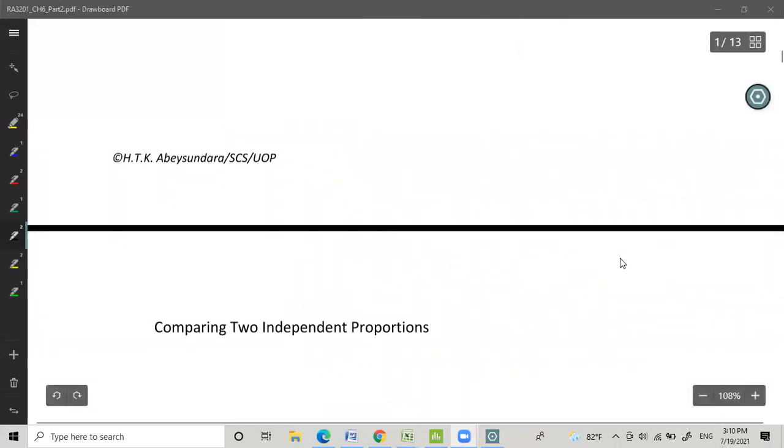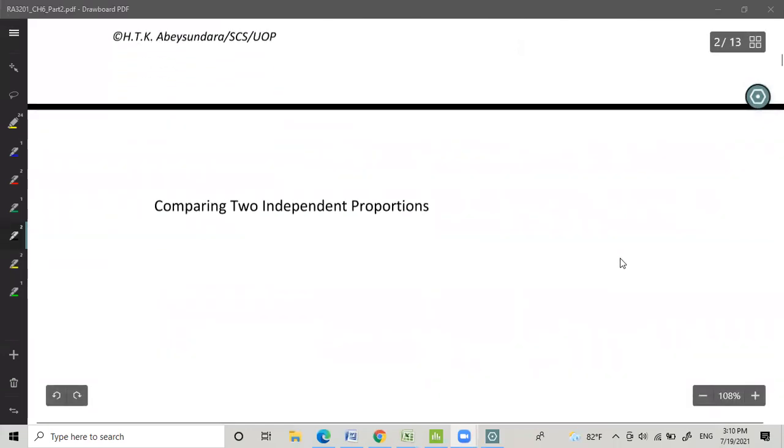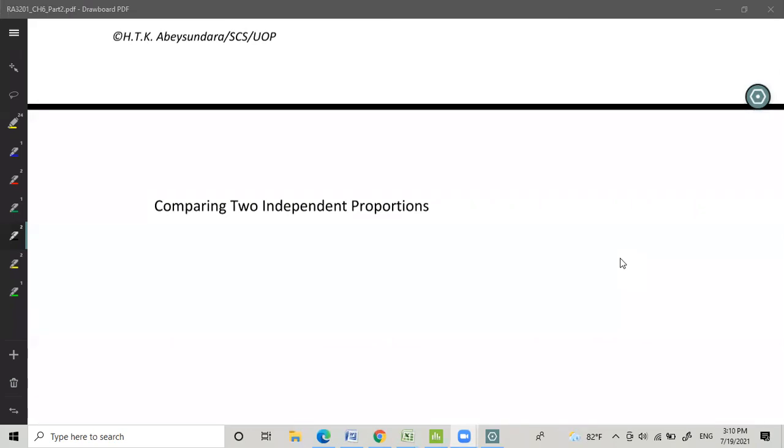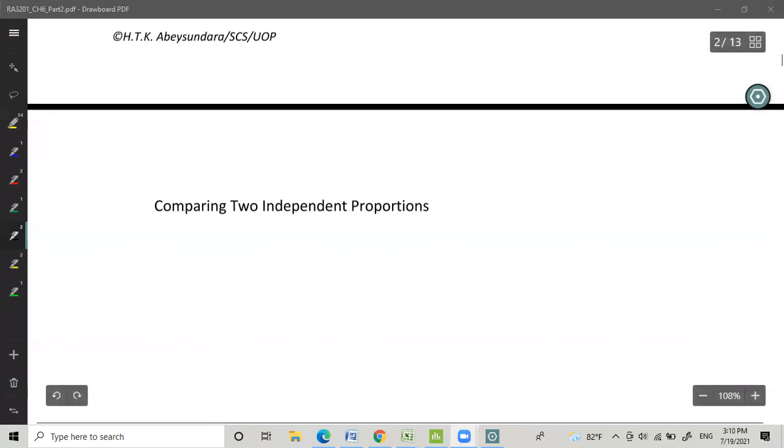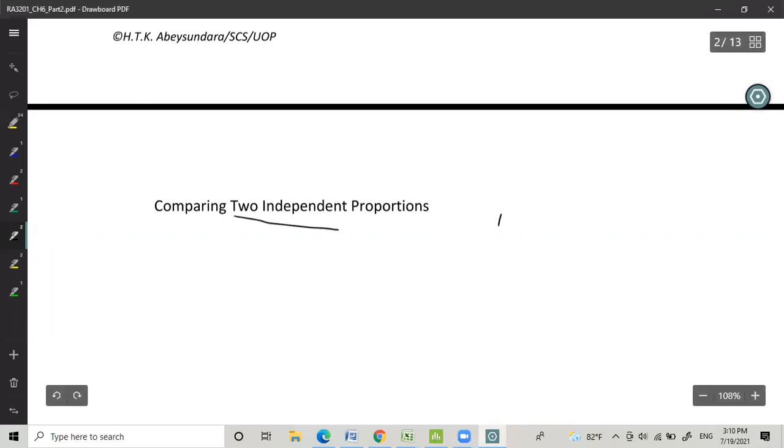So let's start with the proportion as usual. We are going to compare two independent proportions. Okay, so let's start with the independent samples first, and then let's move on to the dependent samples, right? Now, there is a difference in writing the hypothesis, right? Now you have two proportions. So let's say proportion 1 and proportion 2. So this is from population 1.